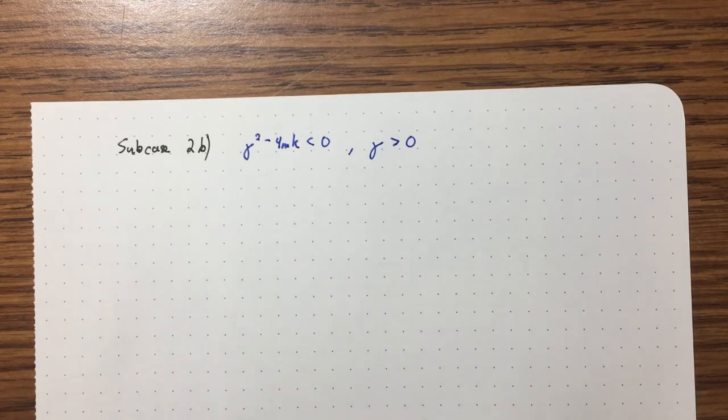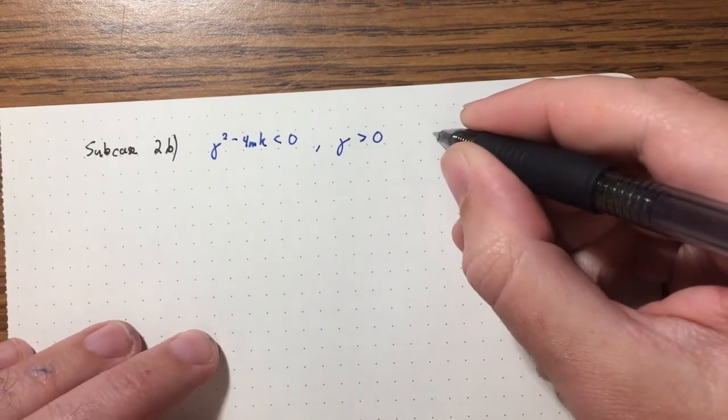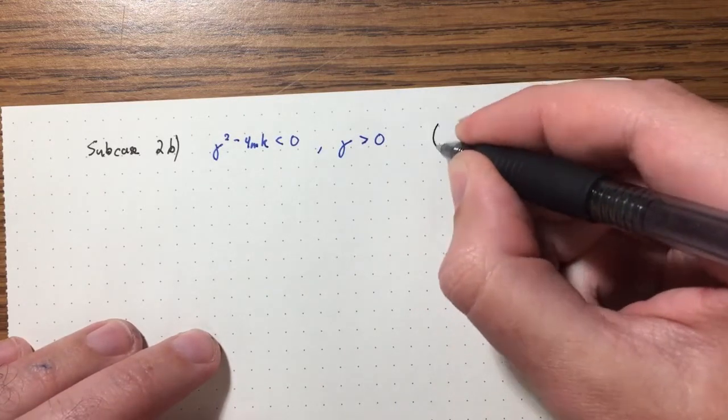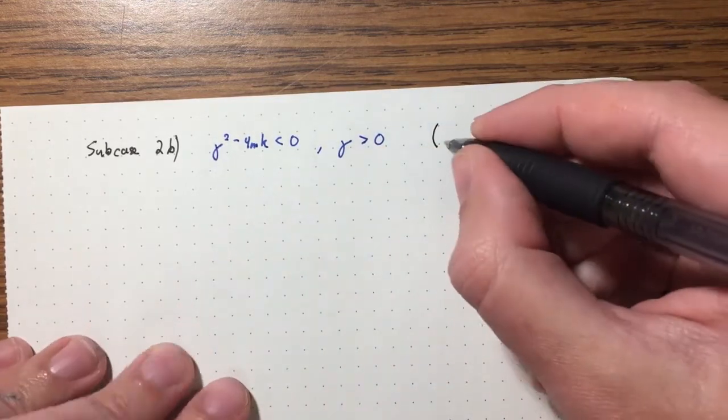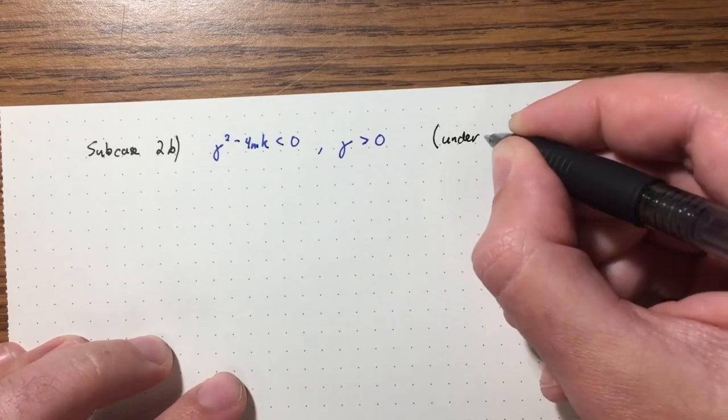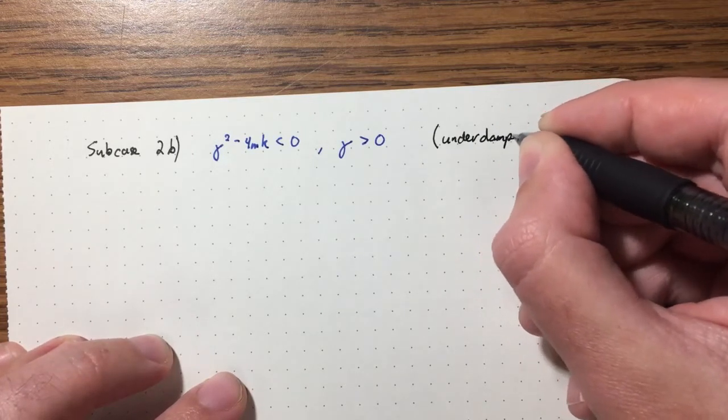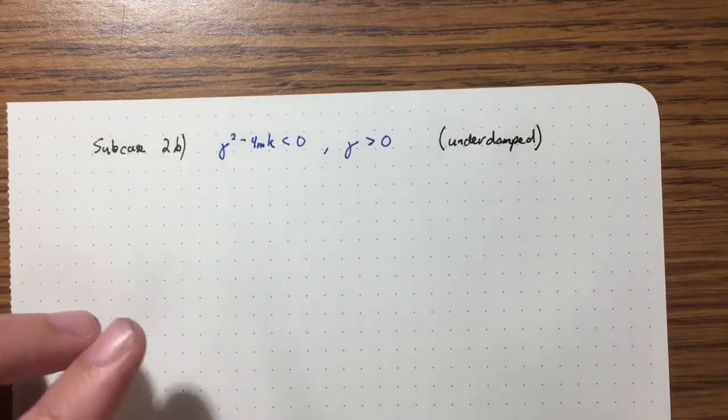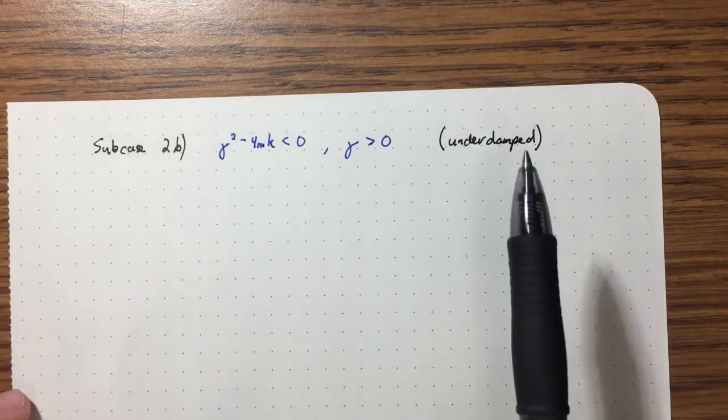So we still need gamma squared to be less than 4mk. Okay, what is this called? So there's some damping, but not enough to make this positive. So this is called the underdamped case. Okay. So what have we seen so far? We've seen overdamped, undamped. Here's underdamped.